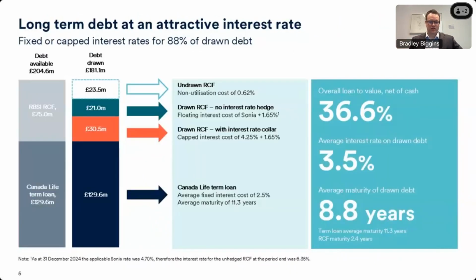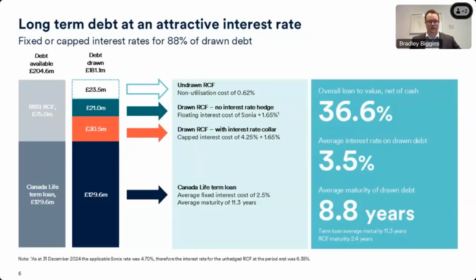I mentioned the balance sheet at the start. This sets out a summary of our balance sheet, and the strength of our balance sheet is really underpinned by the long-term fixed interest rate loan that we have with Canada Life. So that's 129.6 million. It's fully drawn. The interest cost is fixed at 2.5%, which is clearly extremely attractive in the current higher interest rate environment. And that has an average maturity of more than 11 years. So really secure balance sheet there.